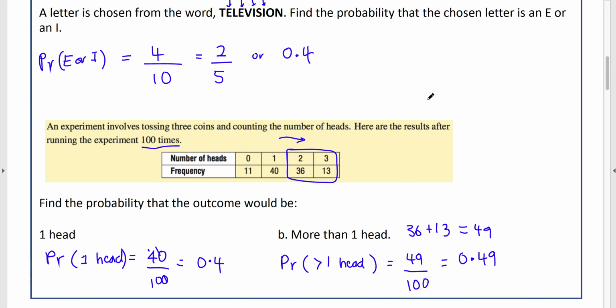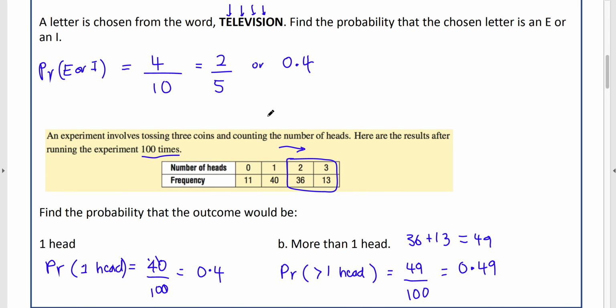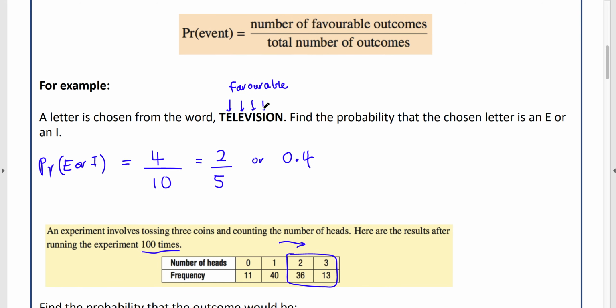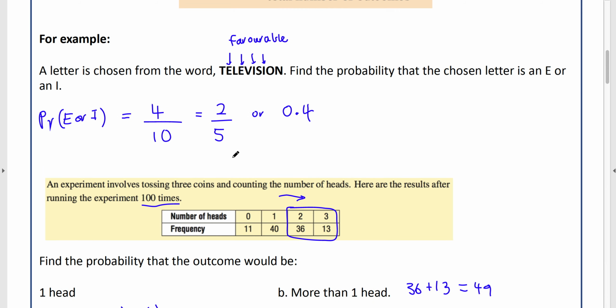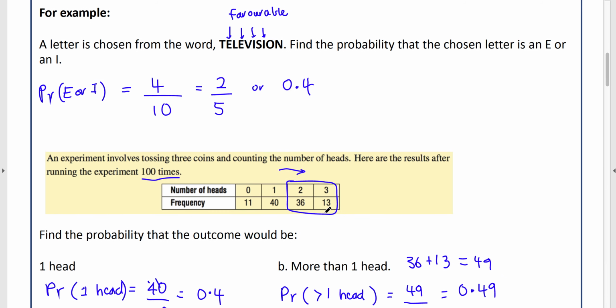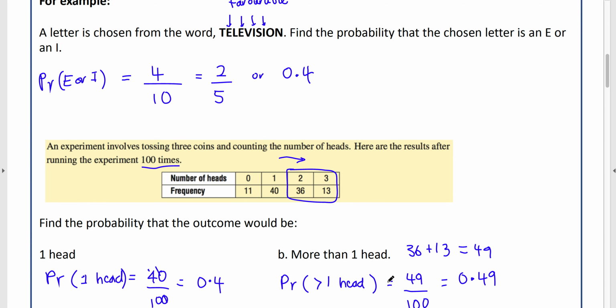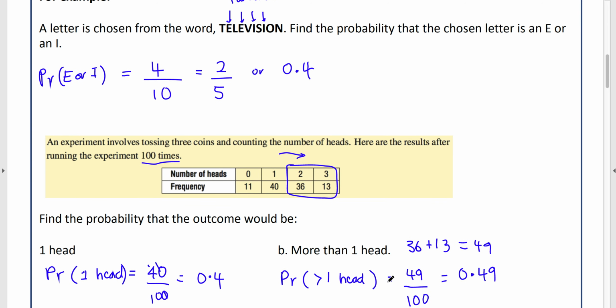So there we have a situation where we needed to use the experiment data and a situation where we can just use the favourable outcomes and the total outcomes. So it's really no different. You are still looking at what's favourable, but sometimes if you are provided with a table of data like this, you'll use the data to generate your probabilities. So I'm going to stop there so that you can have a go.